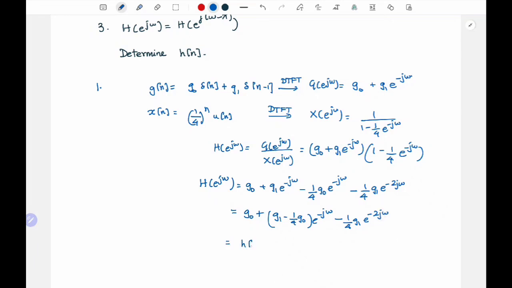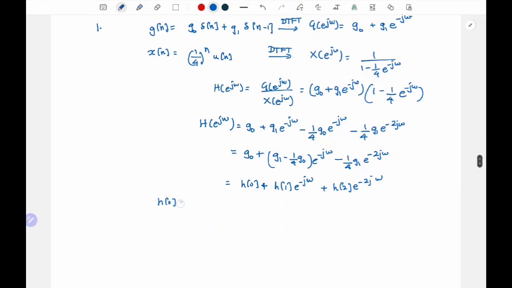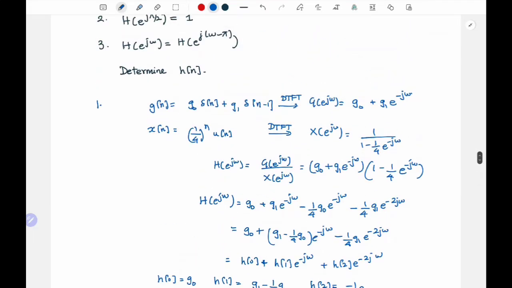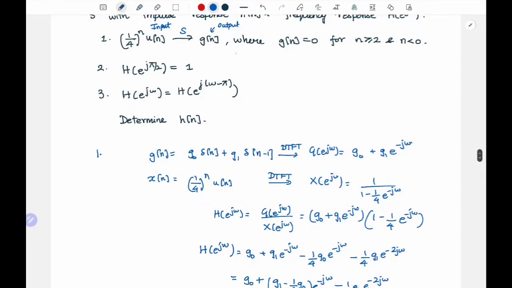So this is similar to saying your H of 0 plus h of 1 e^{-j omega} plus h of 2 e^{-2j omega}, right? So your h of 0 is nothing but g0, h of 1 is equal to g1 minus 1 by 4 g0, h of 2 is equal to minus 1 by 4 g1. So it has only 3 points and all other places it's going to be equal to 0. So this much information we got from the first fact.